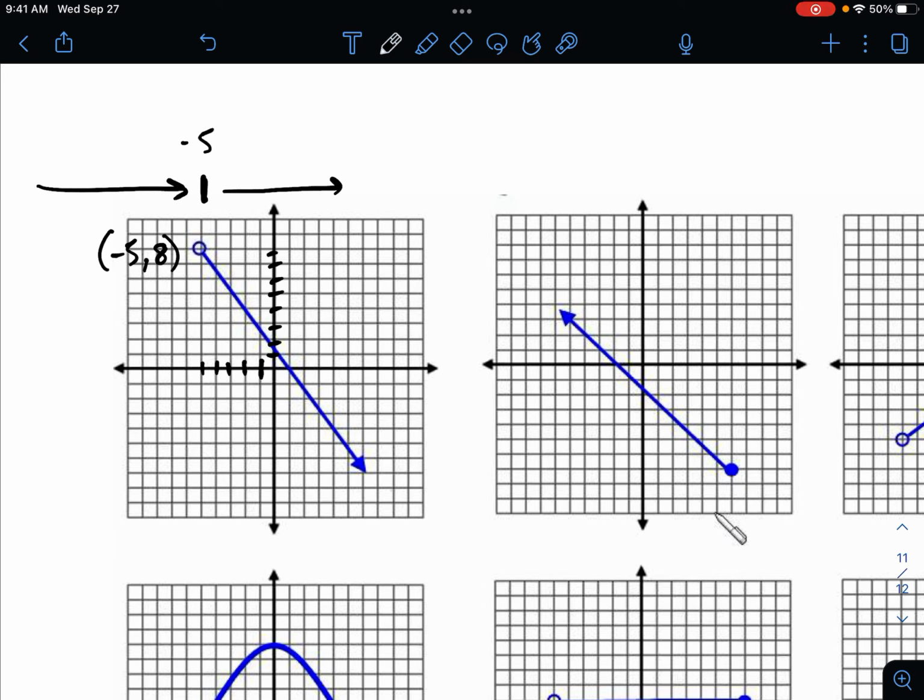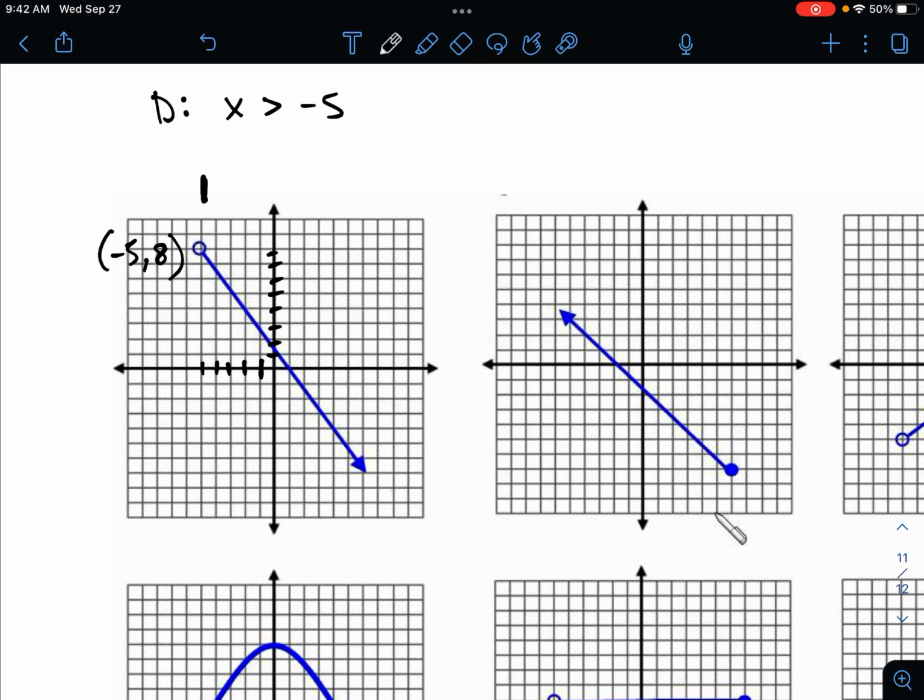But then as I continue, I have x values forever, right? This keeps going, and it never stops. So I know that my domain, again, my x values, is going to be anything that is greater than -5.